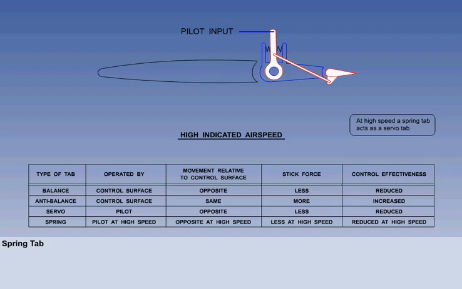At higher IAS, the spring tab acts as a servo tab by moving in the opposite direction to the control surface and therefore reducing control effectiveness. At high IAS, the servo tab reduces the hinge moment, the stick force and control feel. The spring tab can also be used for manual reversion in the event of hydraulic failure to powered flying controls. This will be discussed in detail in the next lesson.